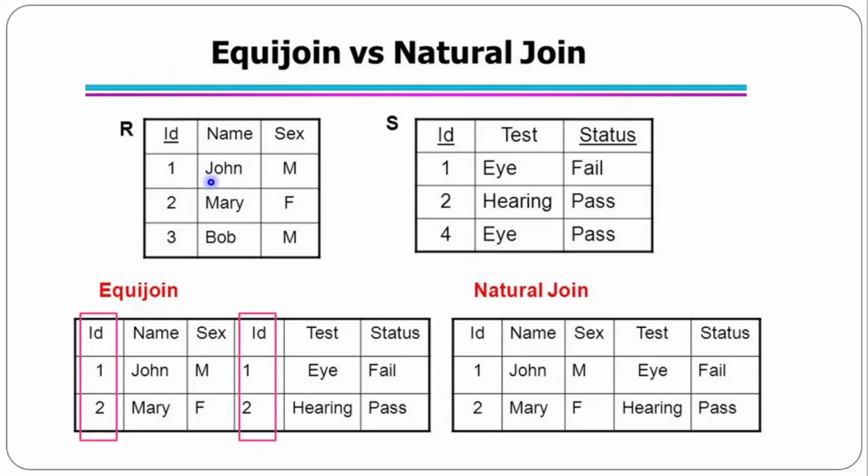Look at the output, 1 John M and 1 I fail. That row will be displayed first. And then 2 Mary F, 2 hearing pass. 3, the third data is not present in this second table, so that will not be joined. And 4 is not present in the first table, so that row is not matched, so the output will not contain that row. In natural join, the ID is displayed only once.